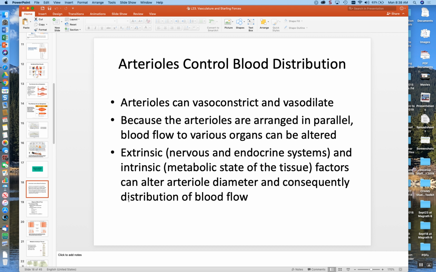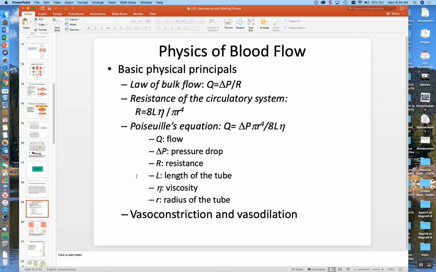And then intrinsic mechanisms, those include the metabolic state of the tissue. So if there is a drop in oxygen or an increase in carbon dioxide, that will signal the smooth muscle cells to vasodilate so that more oxygen can actually be brought into that area. So again, the arterioles are a dynamic site of regulation.